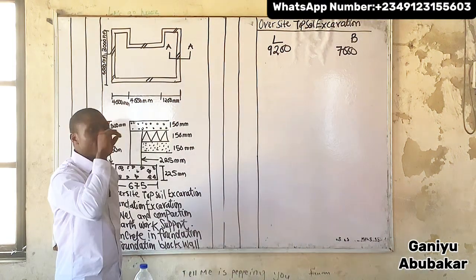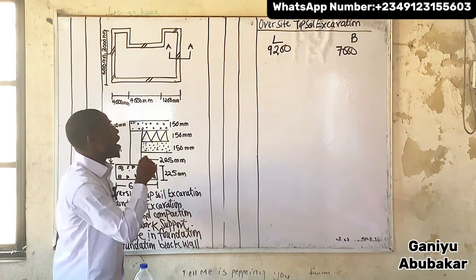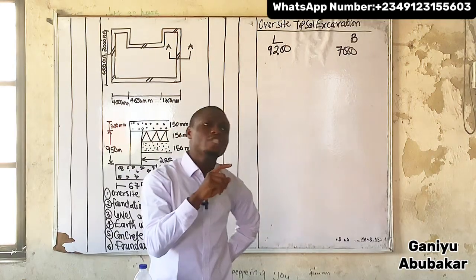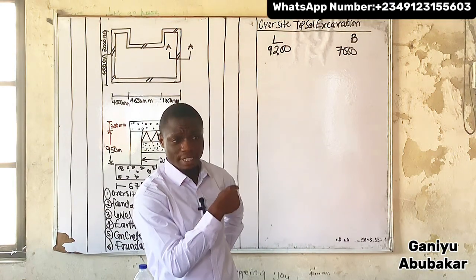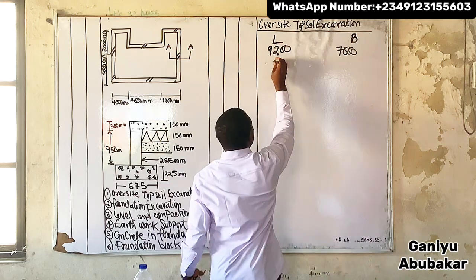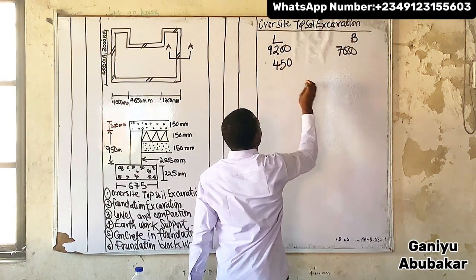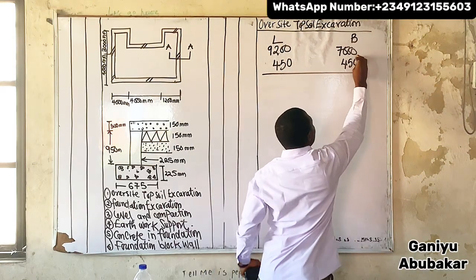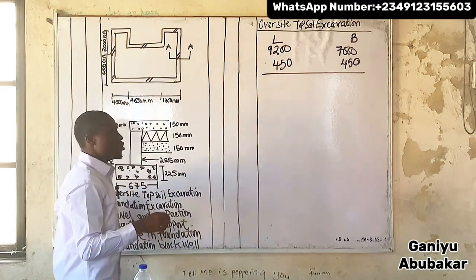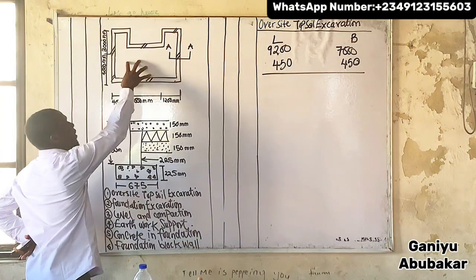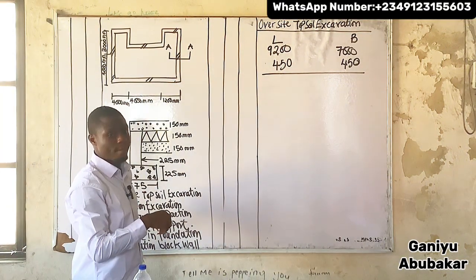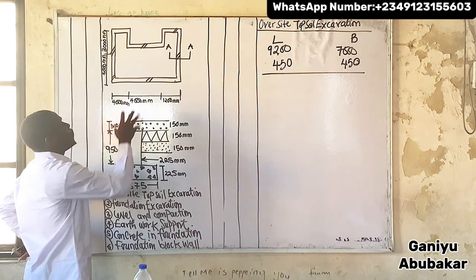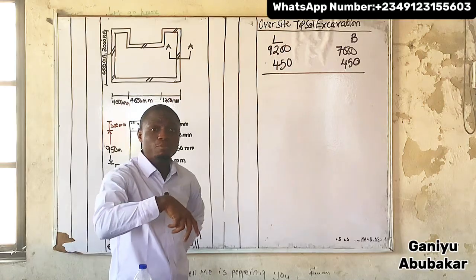So look up please. I've gotten my length, I've gotten my breadth. Now listen, there's one part you have to add to this, which is 450. You add 450 to this place. Now listen, I'll tell you how we got to this 450. So look up, please, look at this plan here.